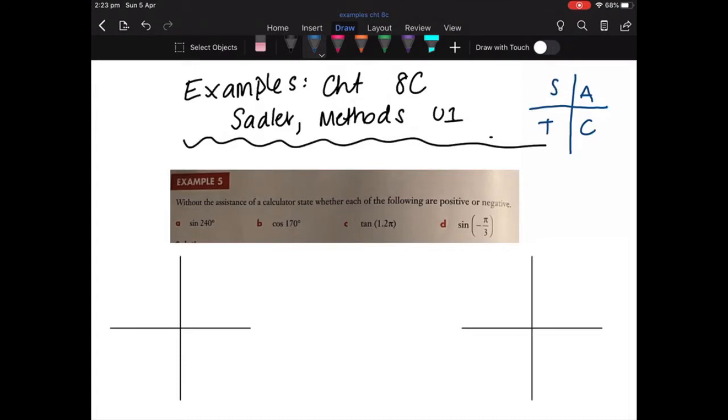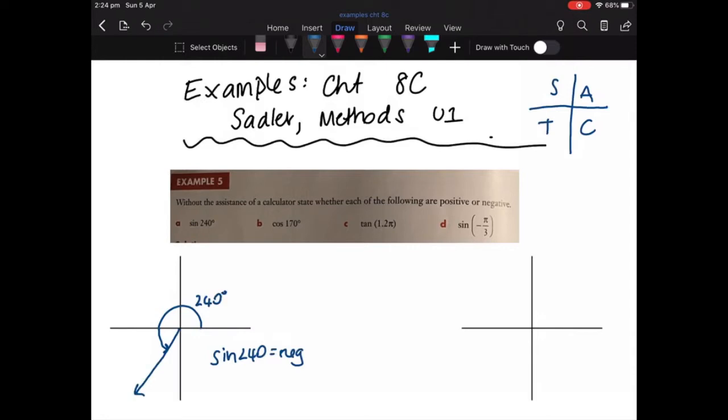So the sine of 240 degrees. 180 comes around, goes halfway, so there's 180, and 240 is down here somewhere. Now, the sine of 240. Well, in this quadrant number 3, only tan is positive. So that means the sine of 240 will be negative.